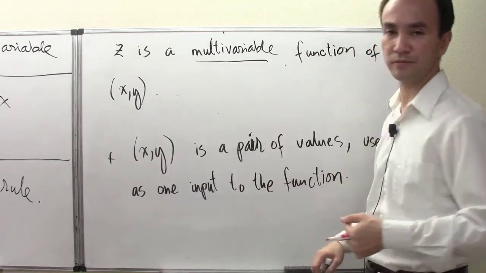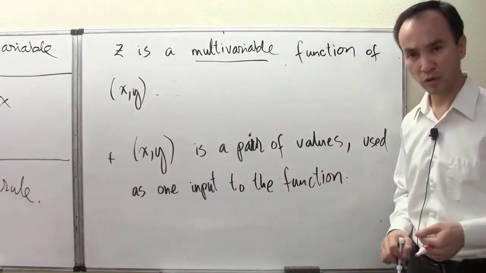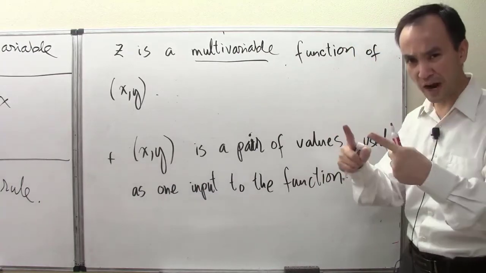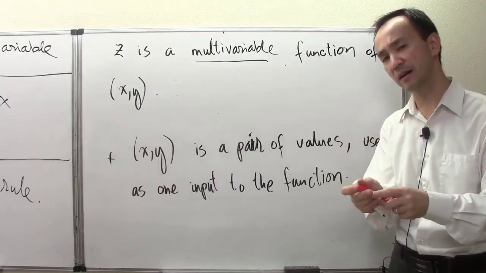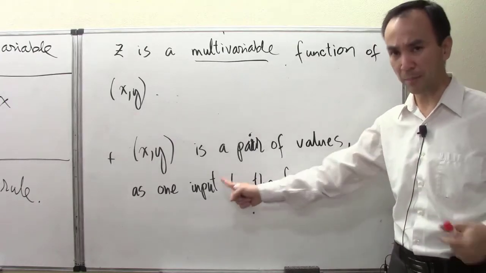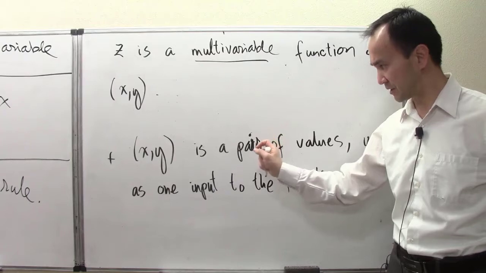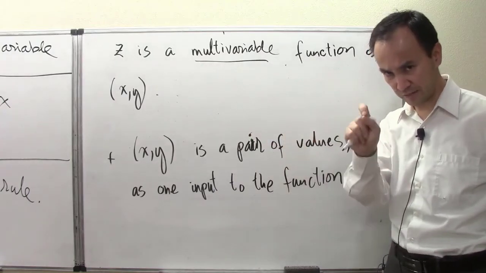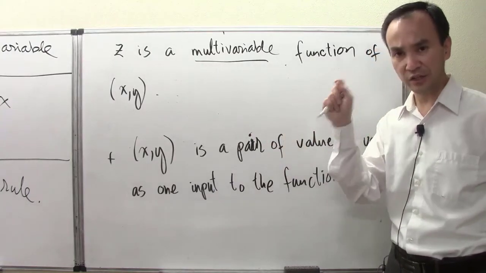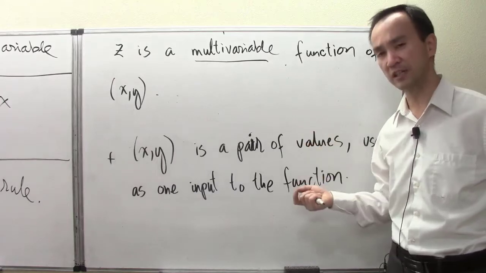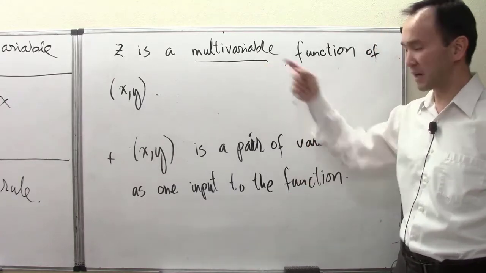All right, so that's the idea of what a multivariable function is. Two variables at the same time together exist as one pair. That gives two values together at the same time responsible for determining the output value of your function, and that's what it means by multivariable.